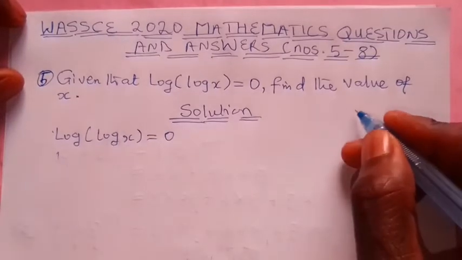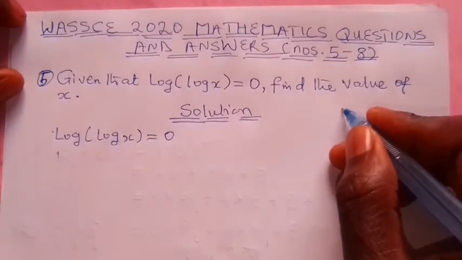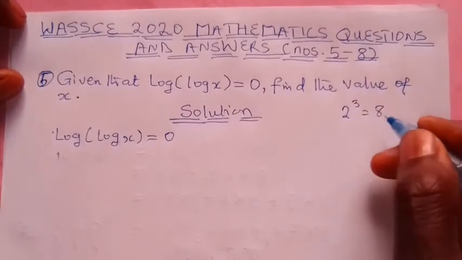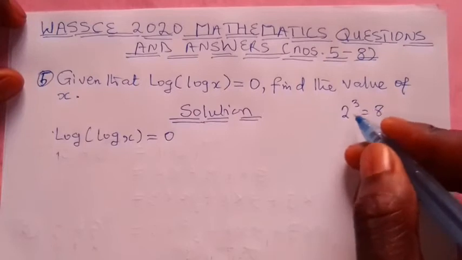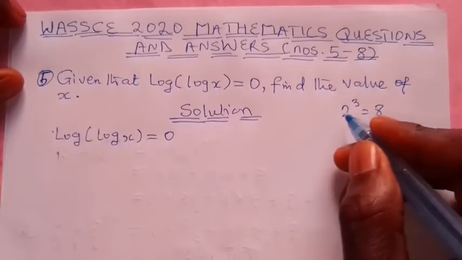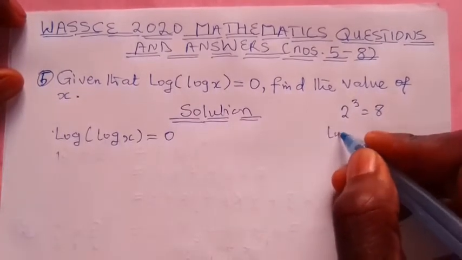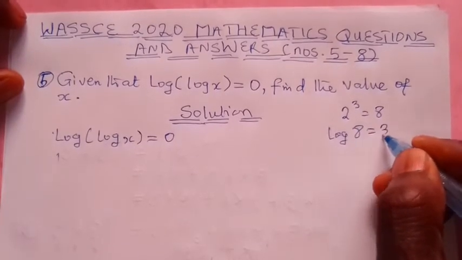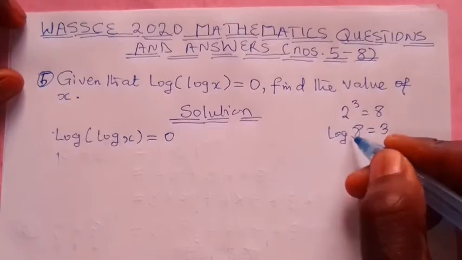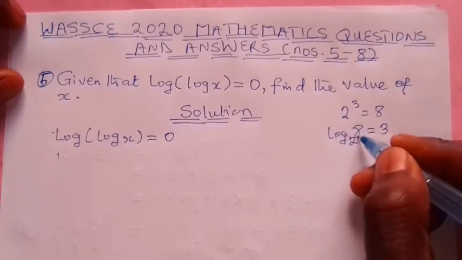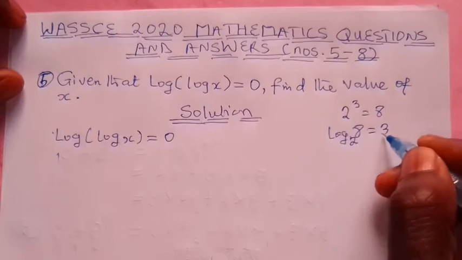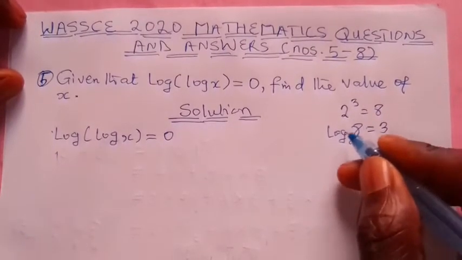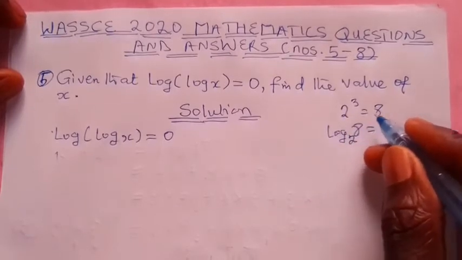Now, we know that 2 power 3 will give us 8. I can write this 2 power 3 in logarithm form. How? If I take log of both sides, then I can say log 8 equals 3. That is, if we take this 2, which is the base, and put it here, it means that log 8 base 2 equals 3.